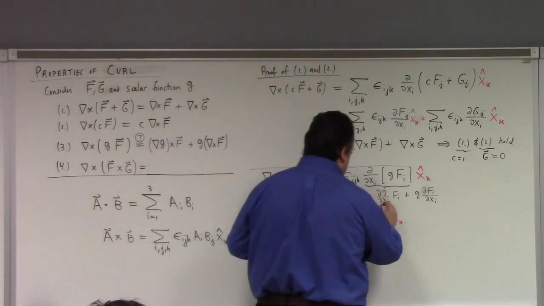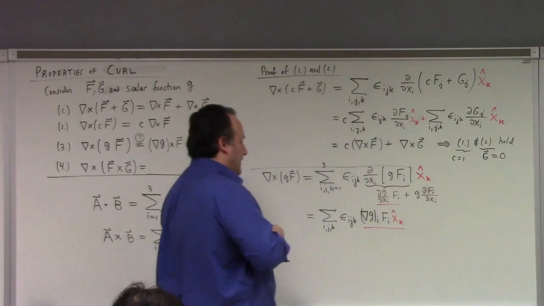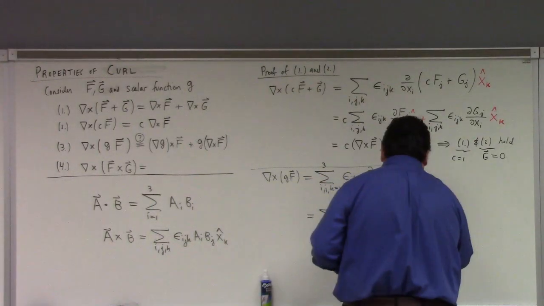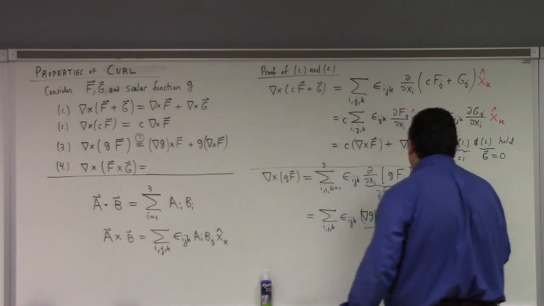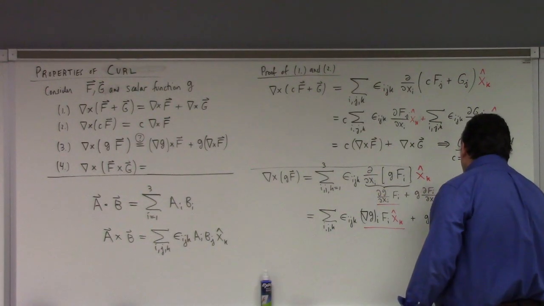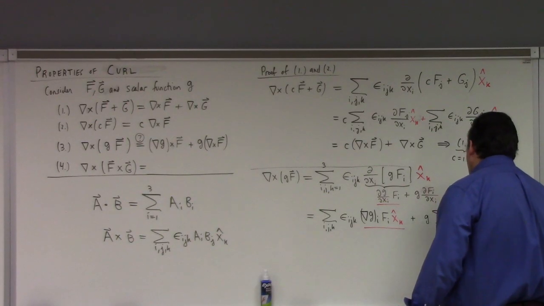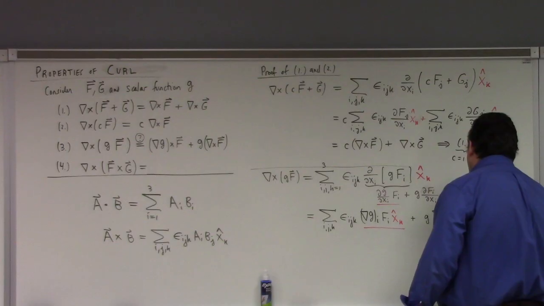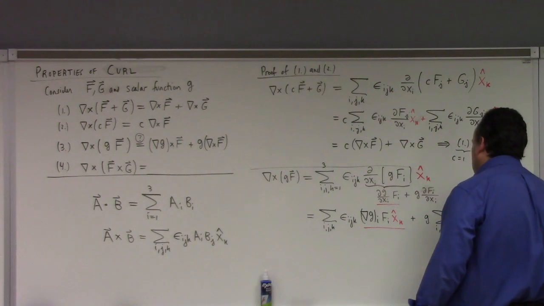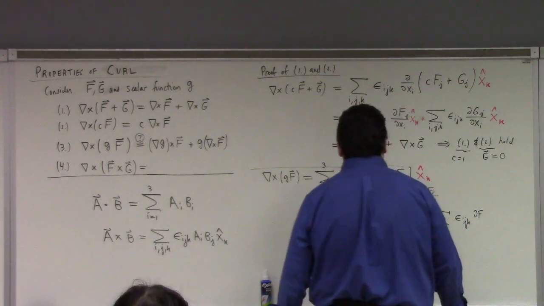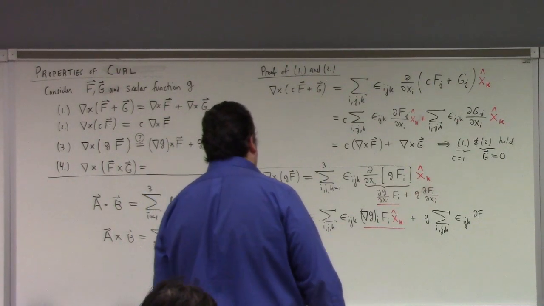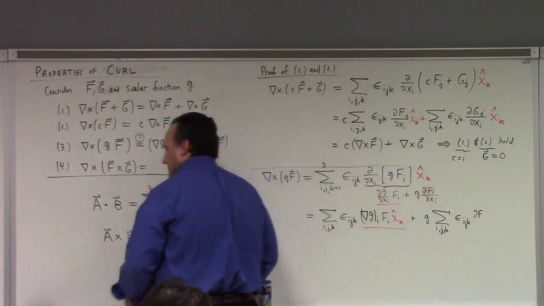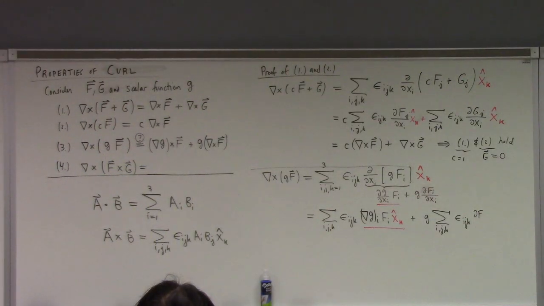So that's from this term, right? And then the other one, pull the G out. We've got the sum over i, j, k of epsilon i j k, partial F. What? Wait, what? Something wrong here. Come on, what's wrong here? My eyes are getting fuzzy or something.